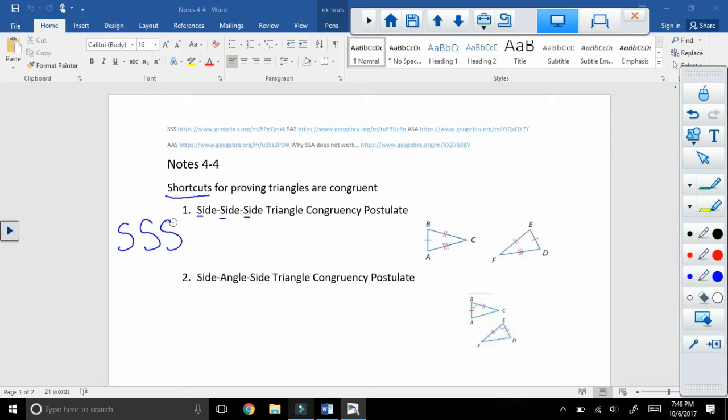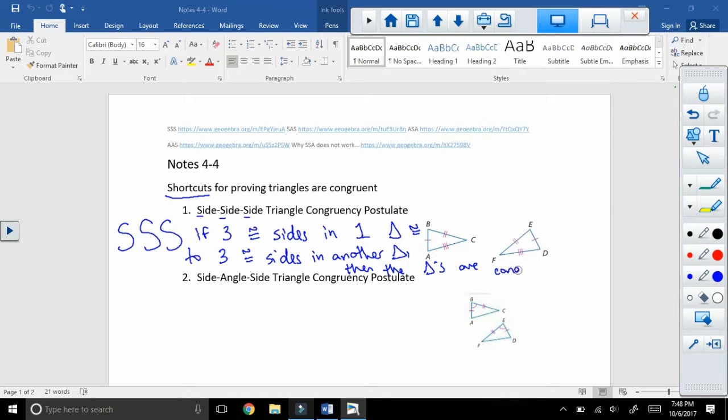What that says is that if you have three congruent sides in one triangle congruent to three congruent sides in another triangle, then the triangles are congruent. And I'm kind of running out of room here, but that essentially is what it says. And probably this picture would be the best thing for you, and that's why I threw it in here.